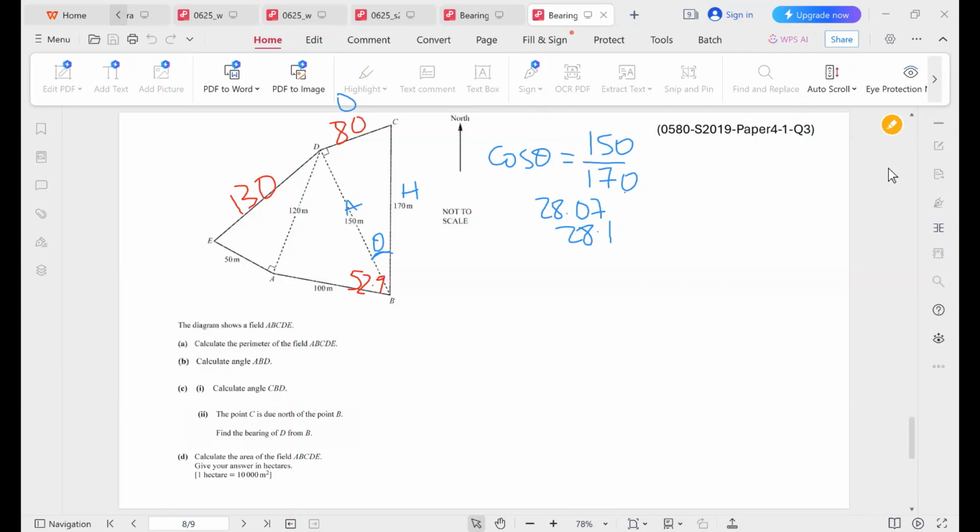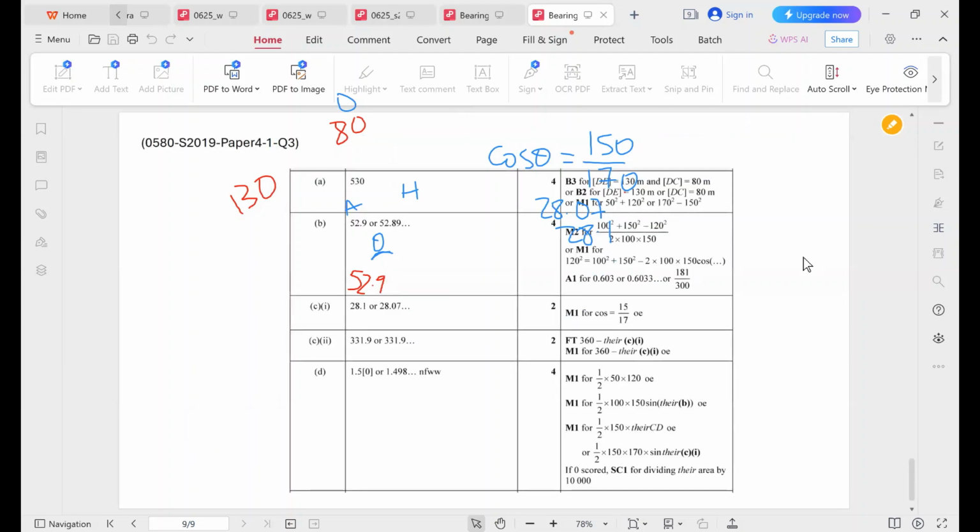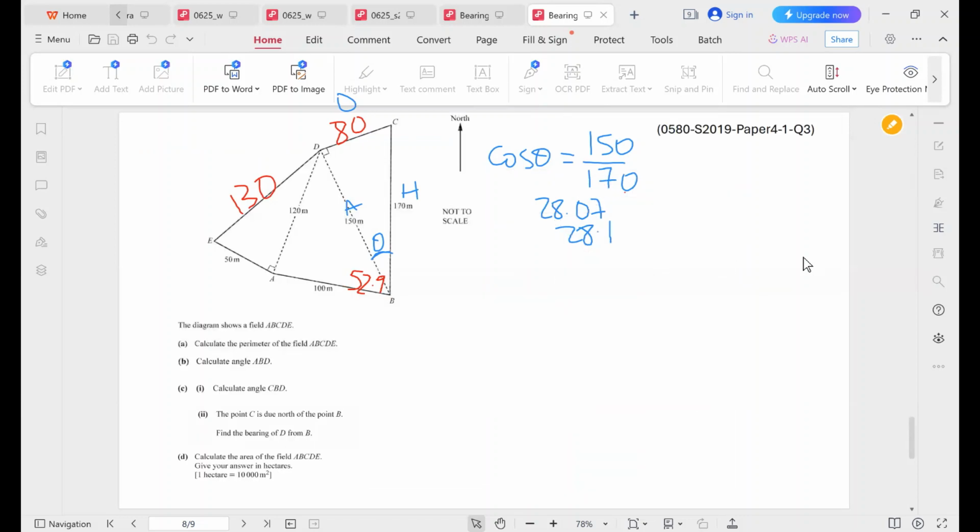Let's check the answer. 28.1 for C(i) is correct. Let's write it down inside the drawing. And then we move to C(ii), which says the point C is due north of the point B. Find the bearing of D from B. So the bearing of D from B means that I draw the north at B. This is already drawn because they said C is north of B. And I move clockwise till I reach the line BD. So I'm looking for this angle here.